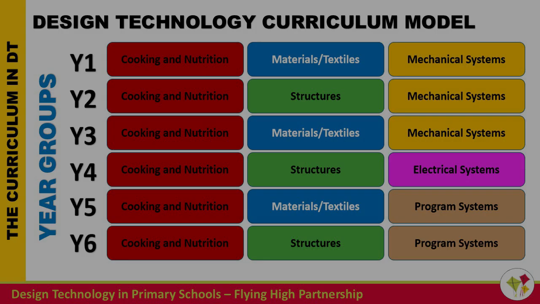Such is the importance placed on cooking and nutrition within the national curriculum that a unit of work is taught each year that focuses on cooking and nutrition. Materials, and this is often a textile-based project, is taught every other year, as our projects focus on building structures. The final strand has the common thread of systems, in which children include either a mechanical, electrical or program system as part of their product.